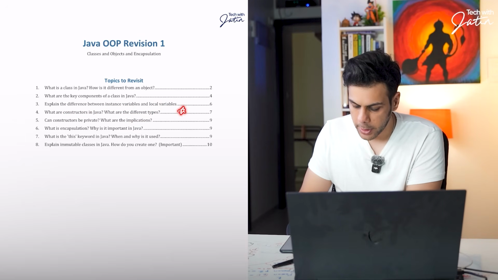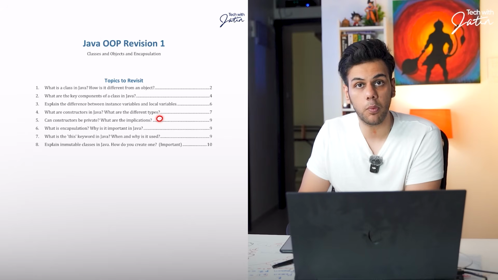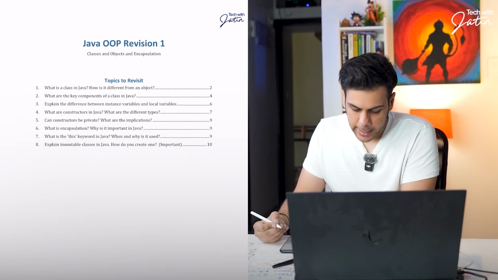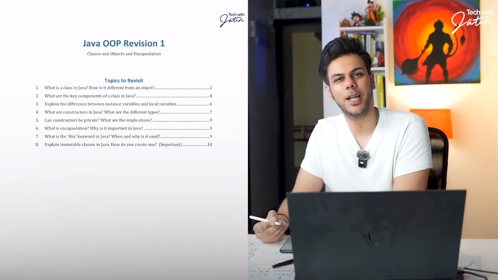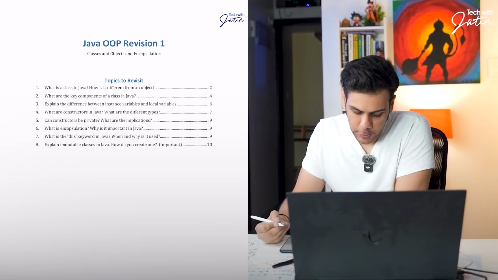This is going to be very important. Next, can a constructor be private? What are the implications? This is also a very important one. So please make sure you are aware of question number 4 and 5. What is encapsulation and why is it important? That is something we are going to discuss, but I don't know whether people will still ask you this particular question, but still we have to discuss it also.